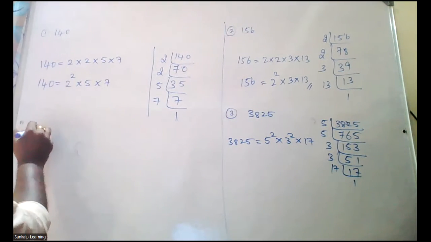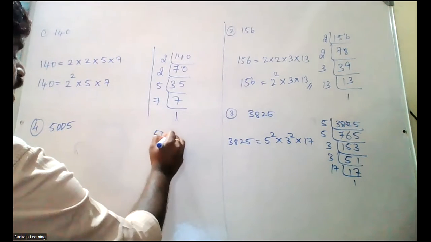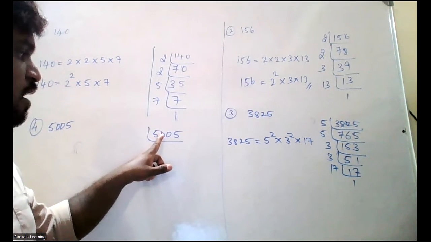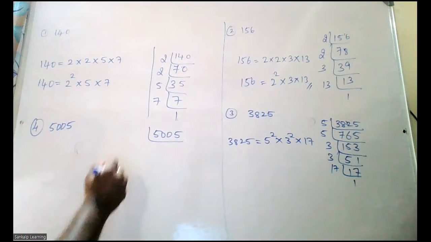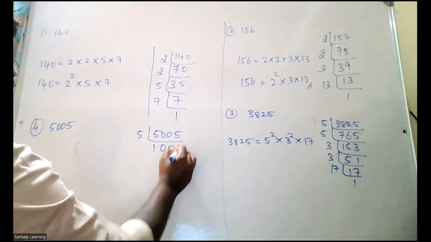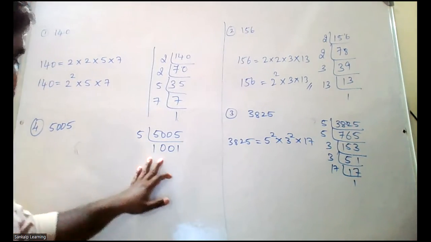The fourth question was 5005. So let's start with 5005. Now what do we start with? This number is ending with 5, so let's start with 5 itself. 5 ones are 5, 0, 0, 5 ones are 5. Now we have 1001.